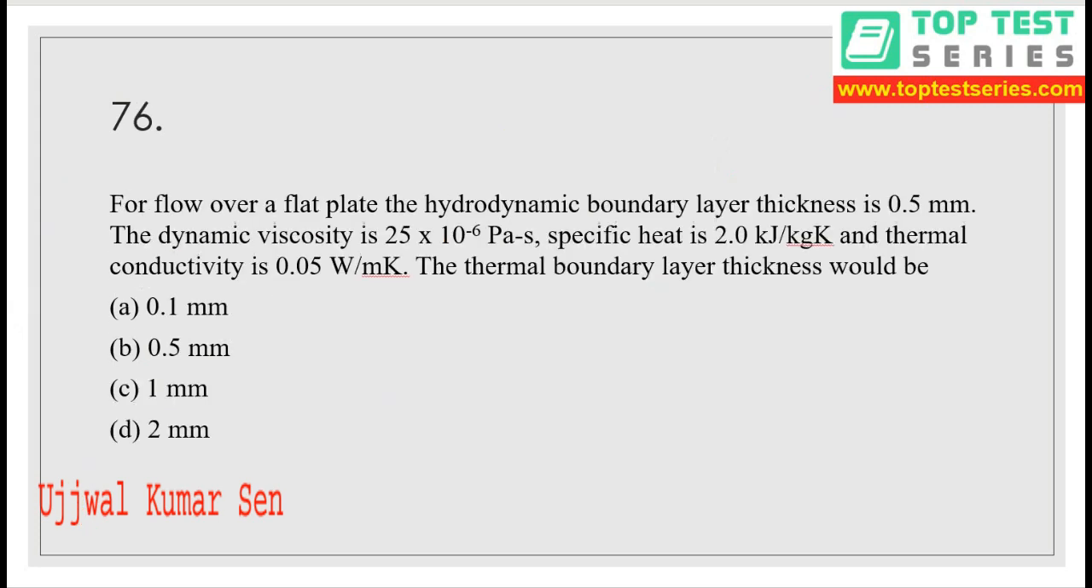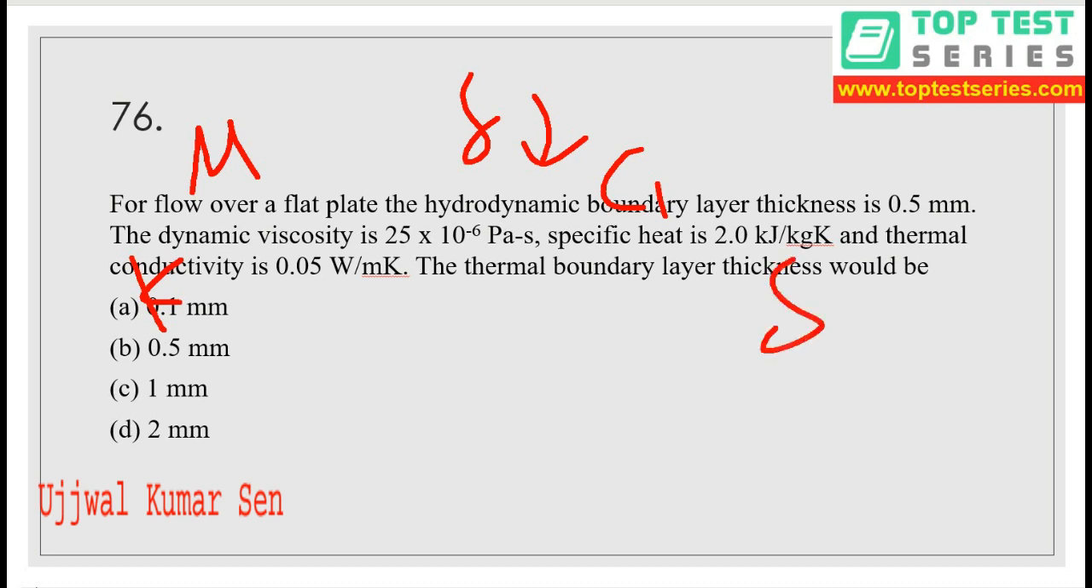Question number 76. For flow over a flat plate, the hydrodynamic boundary layer thickness is this much. It can also be called the velocity boundary layer, because I have seen in a few books it talks about the velocity boundary layer, the same thing. So it is denoted by what, my dear? Delta, that is the hydrodynamic boundary layer. And we have been given dynamic viscosity, that is mu, and specific heat Cp, okay. And conductivity, that is k, we have been given. Thermal boundary layer thickness, that means delta T, we have to find out. So we can use the concept of the Prandtl number. Prandtl number is equal to what, my dear? That is mu Cp upon k, okay.